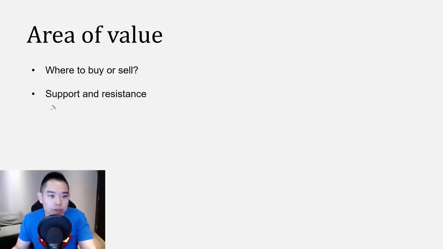So support pretty much means that it's an area on the chart where buying pressure, where buyers could come in and push the price up higher. And resistance is an area on the chart where sellers could come in and push the price down lower. Let me show you on the chart what this means.